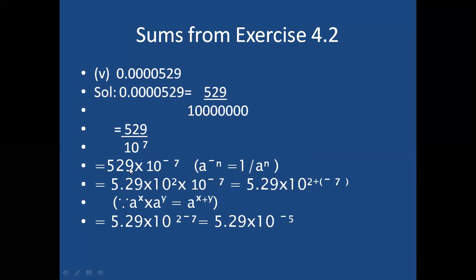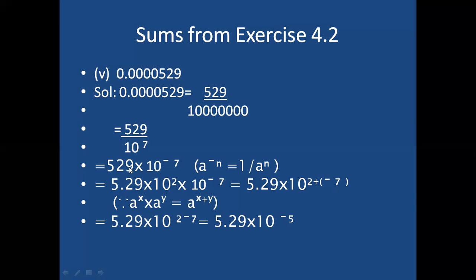So 529 into, convert this 1 by 10 power 7 into the negative power. That means the denominator is 10 power 7. We'll shift this denominator 10 power 7 into the numerator part. So 1 by 10 power 7 can be written as 10 to the power of minus 7, using the law a power minus n is equal to 1 by a power n. So 529 into 10 power minus 7.